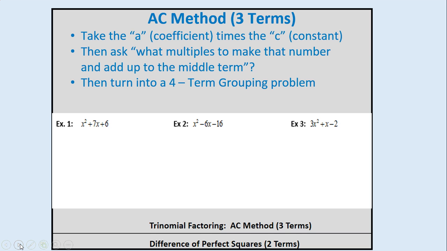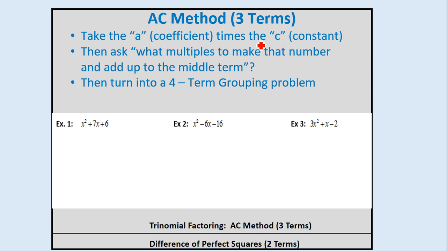So let's take a look at three examples here. Each of these has three terms. So remember, three terms is indicated there by all the pieces that are being added or subtracted together. So because this problem has three terms, an x squared, a 7x, and a 6, it's a trinomial. We can't just go straight to that grouping method as it is right now, but we can do this AC method to get it looking more like a grouping problem. Let's take a look at what that would look like.